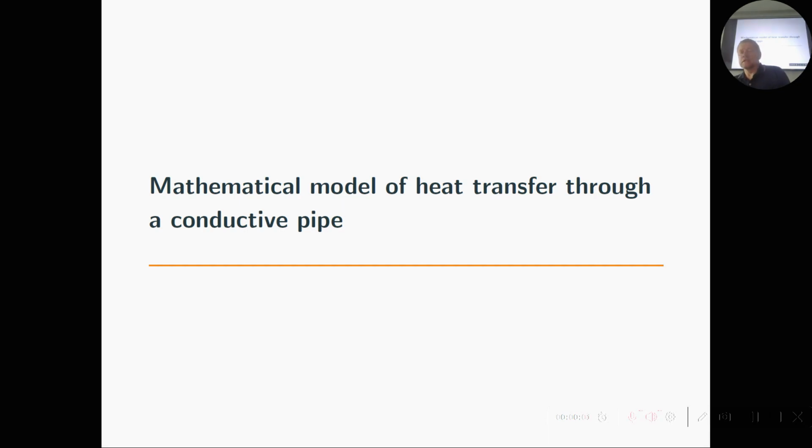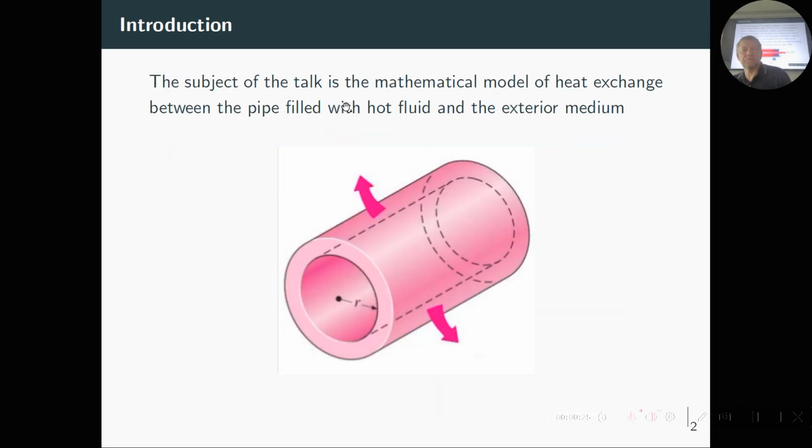Okay, so as I said, I'm a mathematician from the University of Zagreb, so my research is mostly in the field of partial differential equations and mathematical modeling using partial differential equations. Now, today's talk is about a simple problem of heat exchange between some vessel which contains fluid and the exterior medium. So this appears in many applications.